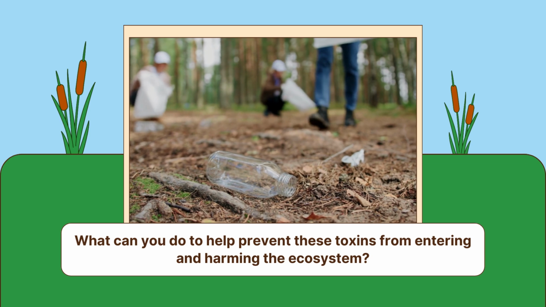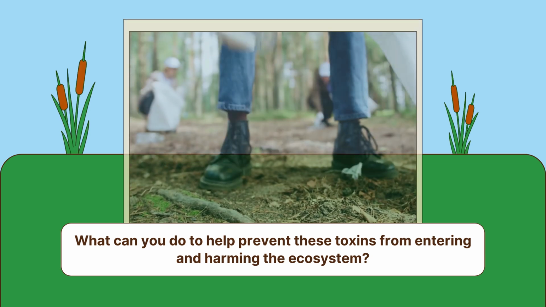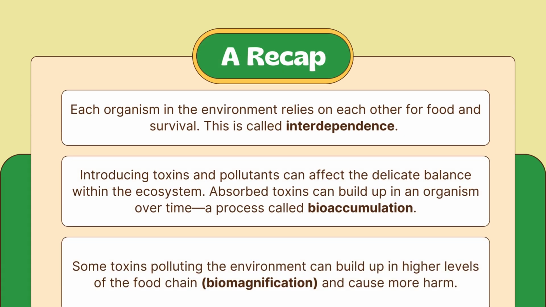What can you do to help prevent these toxins from entering and harming the ecosystem? A recap. Each organism in the environment relies on each other for food and survival. This is called interdependence. Introducing toxins and pollutants can affect the delicate balance. Within the ecosystem, absorbed toxins can build up in an organism over time, a process called bioaccumulation. Some toxins polluting the environment can build up in higher levels of the food chain, called biomagnification, and cause more harm.